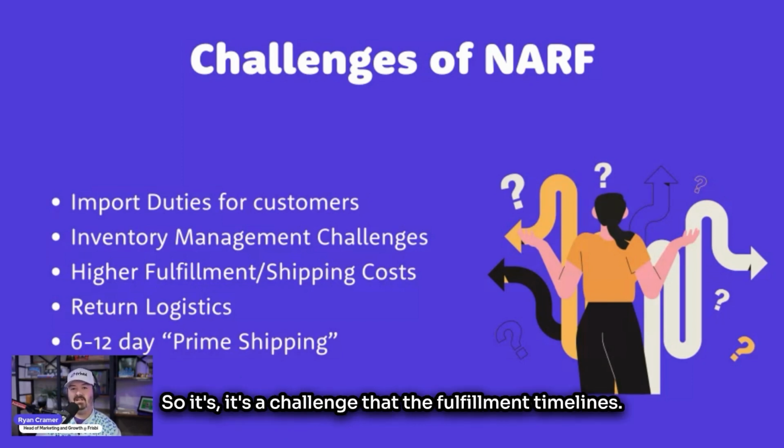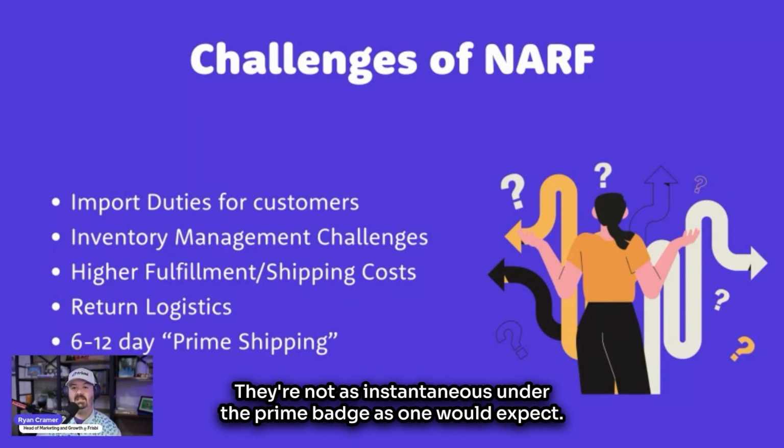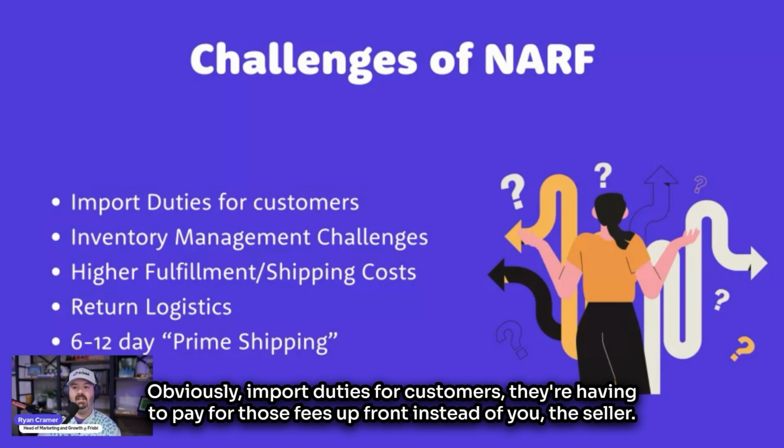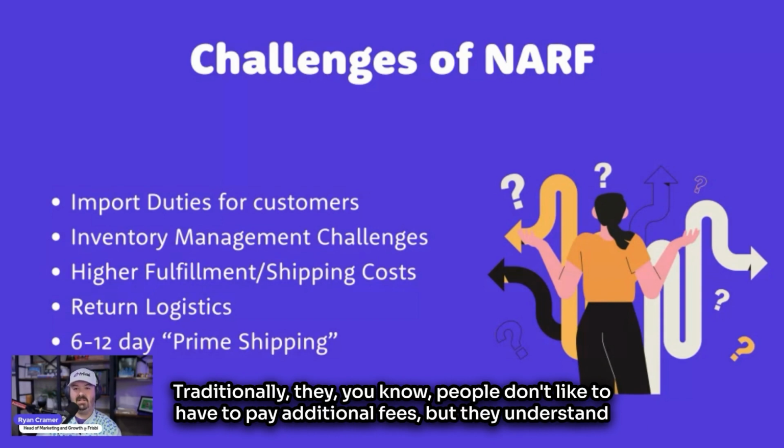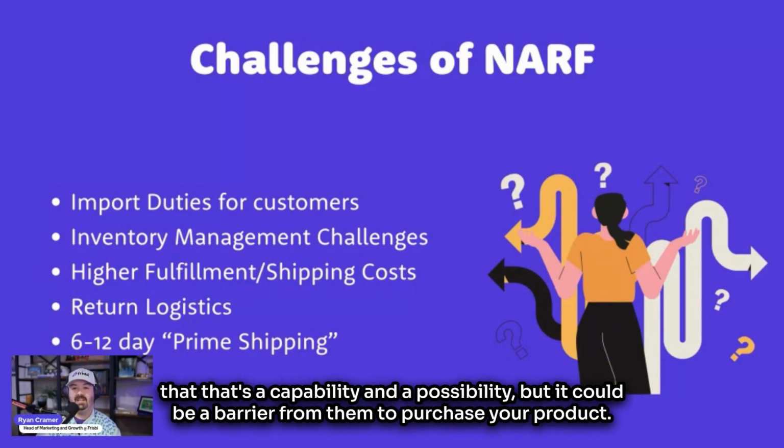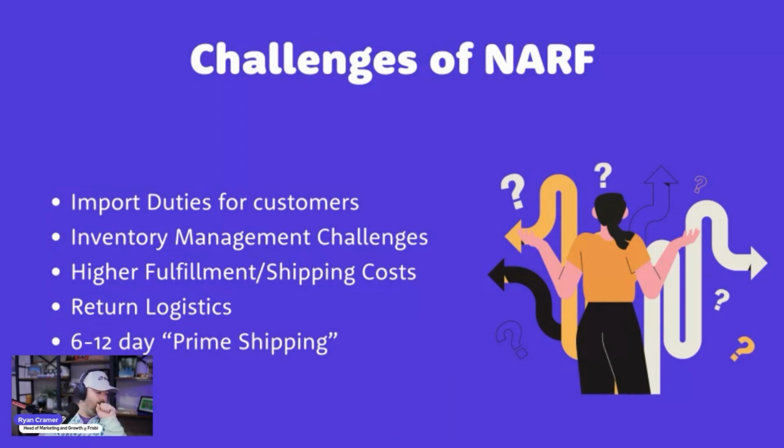So it's a challenge that the fulfillment timelines are not as instantaneous under the Prime badge as one would expect. Obviously, the import duties for customers, they're having to pay for those fees up front instead of you, the seller. So it can be a turn off if they have to pay for those import duties and taxes. Traditionally, people don't like to have to pay additional fees, but they understand that that's a capability and a possibility. But it could be a barrier for them to purchase your product.